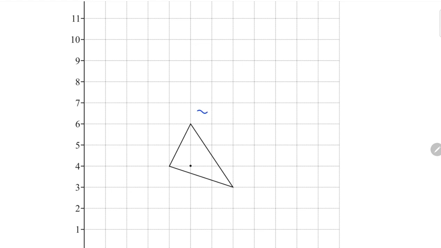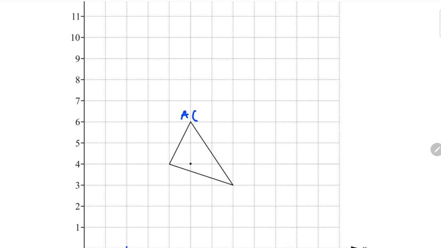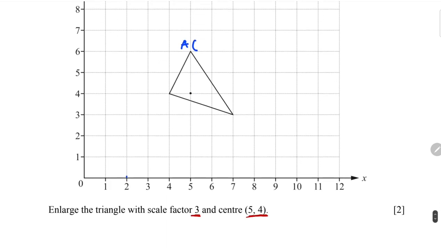Let me label here A. The coordinate of A is 5, 6. Then let here be B. The coordinate of B is 7, 3. Then we have C, and the coordinate of C is 4, 4.